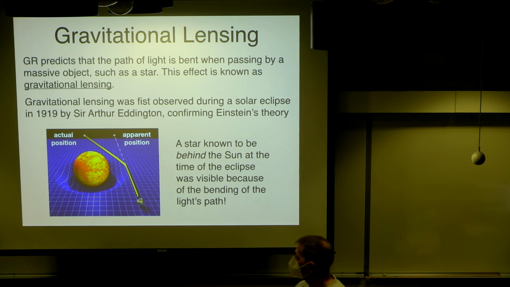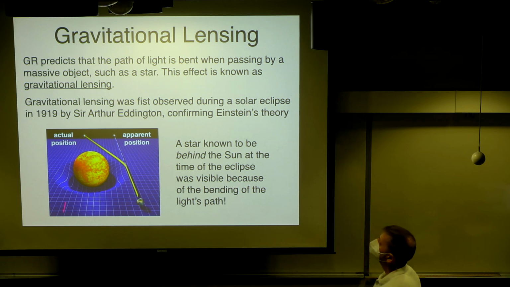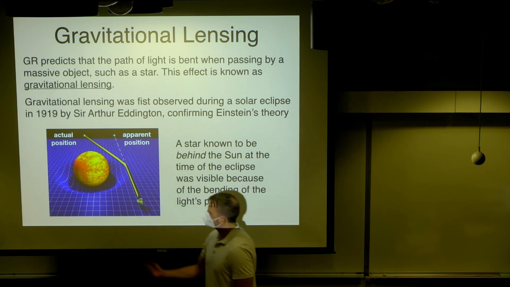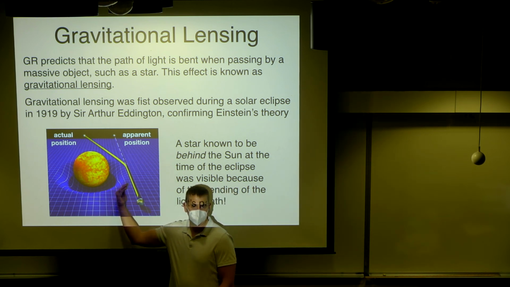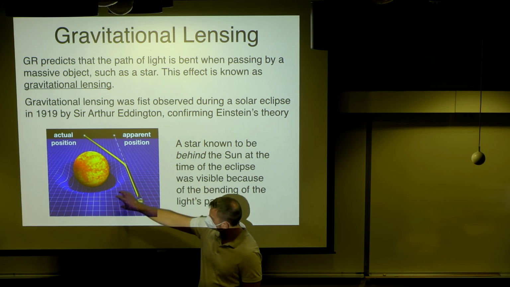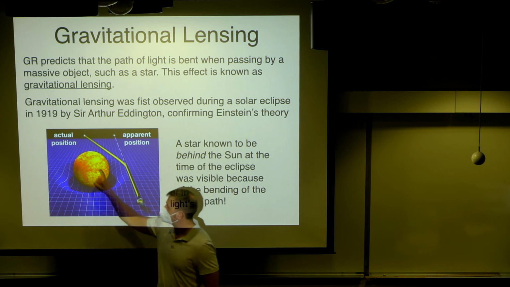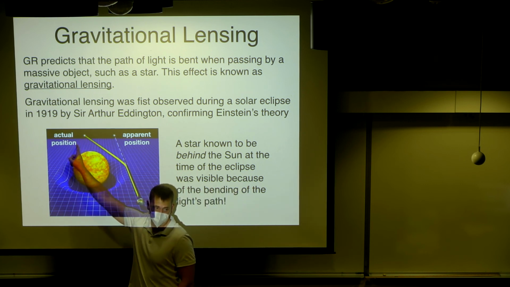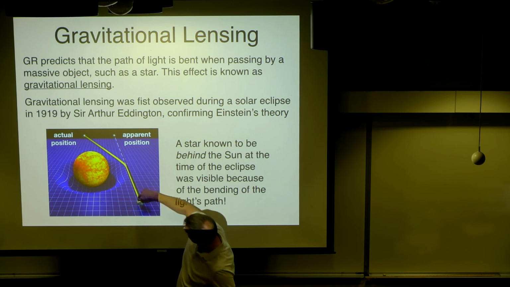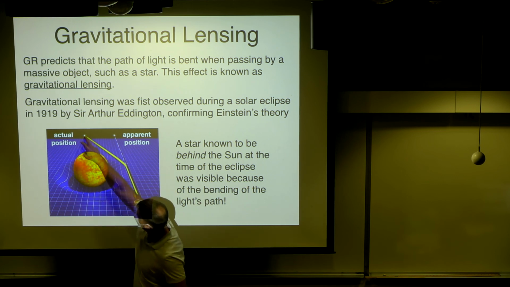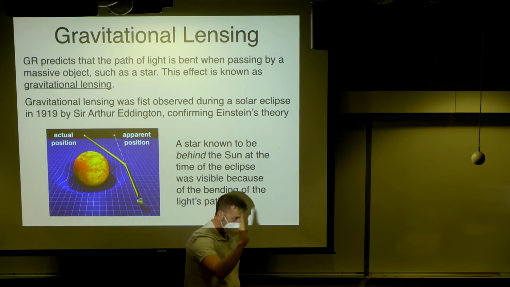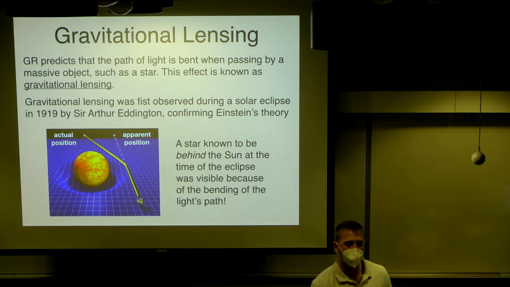So one example of that was observed in 1919 during a solar eclipse. Okay, so a solar eclipse is when the moon is blocking the sun from our point of view. And when this eclipse was happening, there was a certain star that was known to be behind the sun. Imagine this: here's the earth, here's the sun, and here's where the star actually is. It's behind the sun, blocked from our point of view.